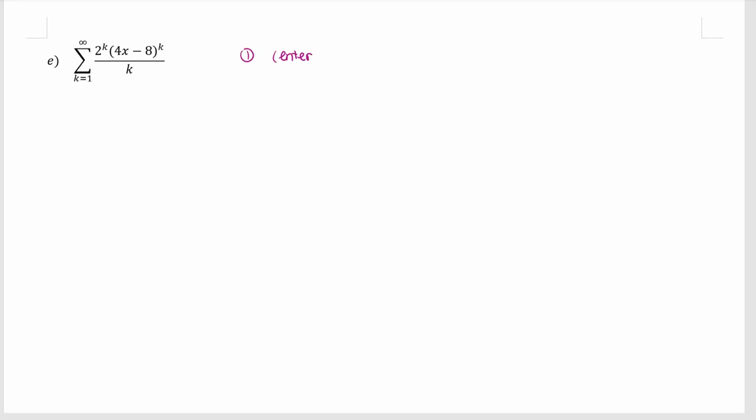So what's the center? Well, you look at this factor, 4x minus 8, you make it equal to 0. Then what is x? So we solve for x. x is 2. So the center is 2. So far, so good, everybody? Second, use the ratio test. Okay, ratio test, R is the limit as k goes to infinity of the absolute value of a sub k plus 1 over a sub k.